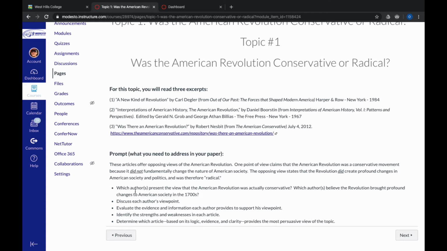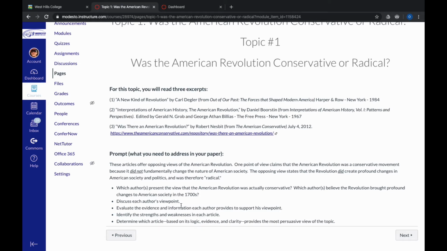So again, which authors present the view that it was conservative, which present the view that it was radical and brought profound changes to American society. You're going to discuss each author's viewpoint. That's so important. No matter what topic you choose, you need to provide a detailed analysis of every one of your sources. You can't just pick and choose a couple of sources. You need to analyze every one of your sources.